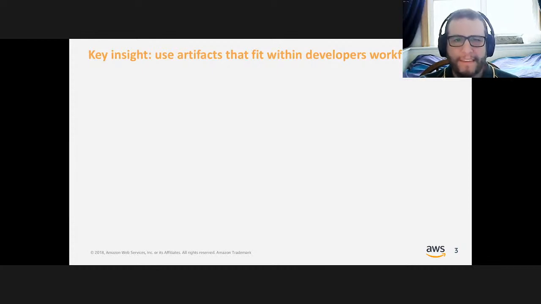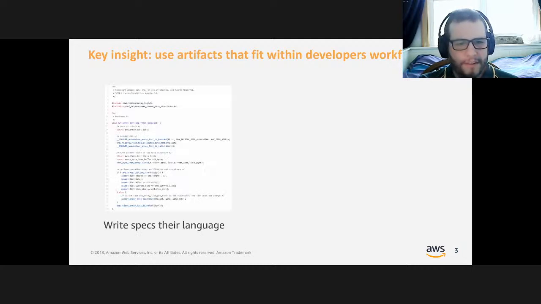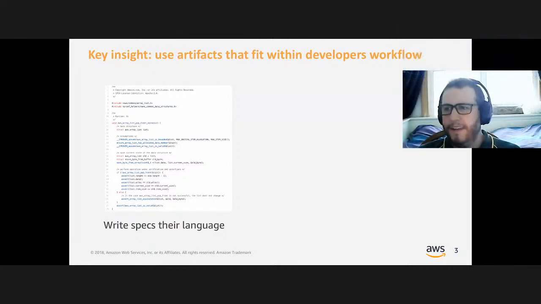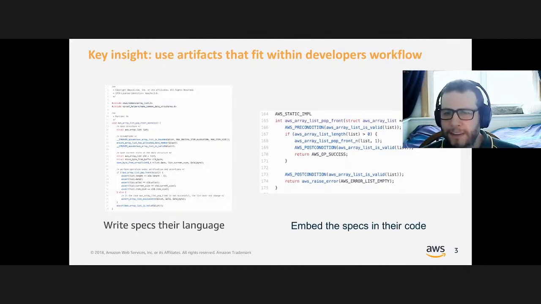So one of our key insights is that you have to use artifacts that fit within the developer's workflow. And so we actually wrote our specs and our verification proofs in C. So if you see here, this is a proof harness for one of the functions in the AWS C Common Library. It looks like a unit test. In fact, if you're a developer and you see this, you know how to read a unit test. You know how to comment and how to review a unit test. And it's a very small delta for them to be able to enable formal verification since they already know how to do testing. We embed the specs in the code.